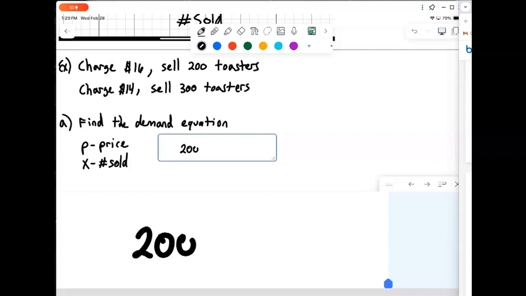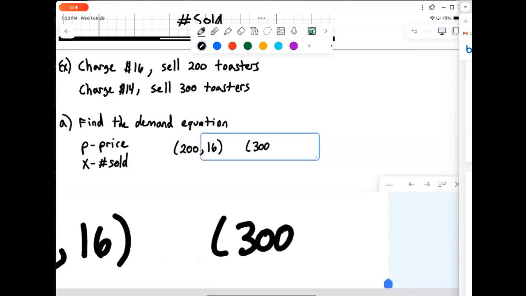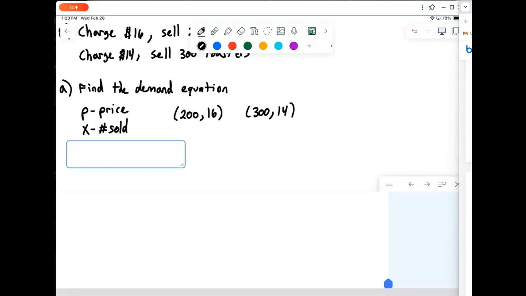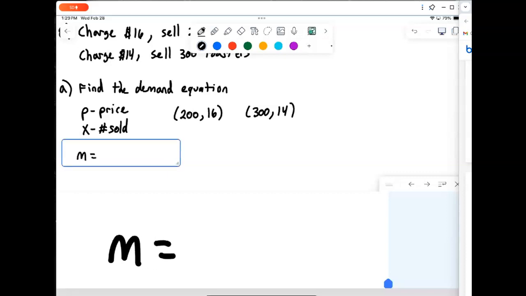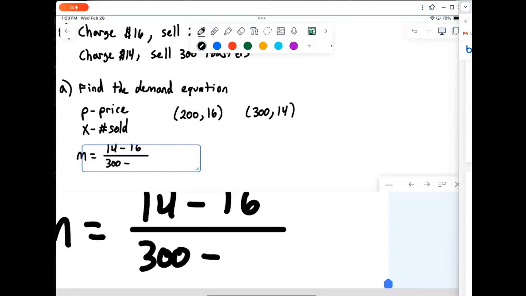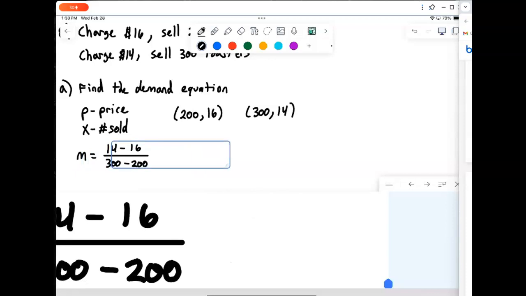So selling 200 toasters, that's X, comes at a price of $16. And selling 300 toasters comes at a price point of $14. So since we have 2 points, we can now use that to come up with the equation of our line. So we do that. Since we have 2 points, we use our slope formula. That says the difference of the y's over the difference of the x's. And when we compute that, we get -2 over 100.